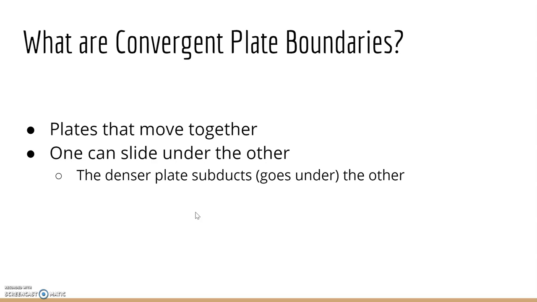So what are convergent plate boundaries? They are two plates that will move together, and one can slide under the other, or it can slide over the other. The denser plate will subduct, which means go under the other.